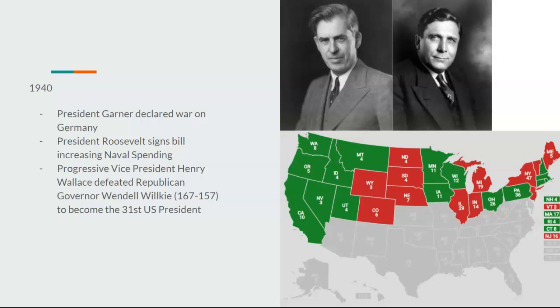President Roosevelt signs a bill increasing naval spending before the 1940 election, which he can't run in because the 22nd Amendment, the two-term limit amendment that is in our time, has already passed. Progressive Vice President Henry Wallace, Roosevelt's Vice President, would run and win the nomination for the Progressive Party, and he would defeat Republican Governor Wendell Willkie 167-157 to become the 31st U.S. President.